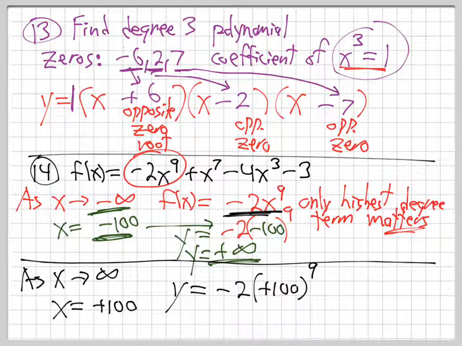I take the same function. Super, super big, but is it negative or positive? How many negative signs do we have? Only one. So it's negative infinity, isn't it?